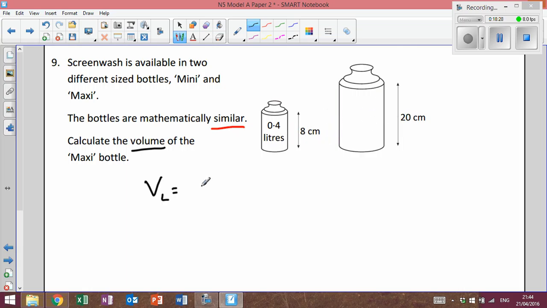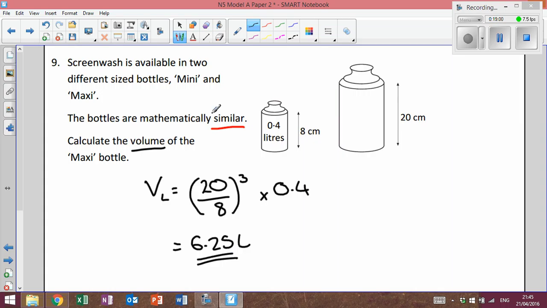Now we want a bigger volume, so we know the bigger one's on top. So 20 over 8. Because we are changing volume, that scale factor is going to be cubed. Okay, because remember that scale factor applies in 3 dimensions for volume. And that's going to apply to the volume of our smaller one. Okay, so go to your calculator, type it in, which is 6.25 litres. Remember your units. Nice and easy, 3 marks: 1 for the scale factor, 1 for the cube, and then 1 for your answer.